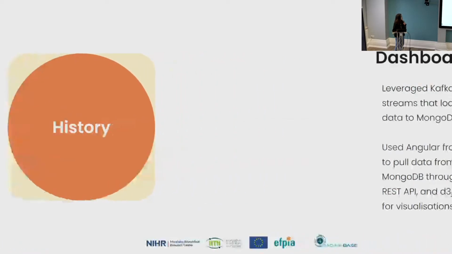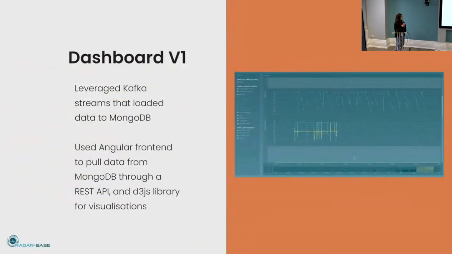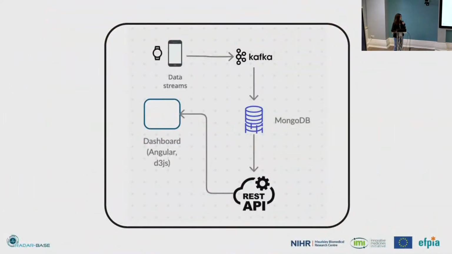So the history of the dashboard. First we had the initial dashboard, version 1. This leveraged Kafka streams that loaded data into MongoDB. That's what it looked like, but it was never used. It used an Angular front end to pull data from MongoDB through a REST API, and we used D3.js for visualizations. So this is the architecture. The data streams are sent to Kafka, and then the data is loaded onto MongoDB, which the REST API uses as a resource, and then the dashboard pulls the data from the REST API.